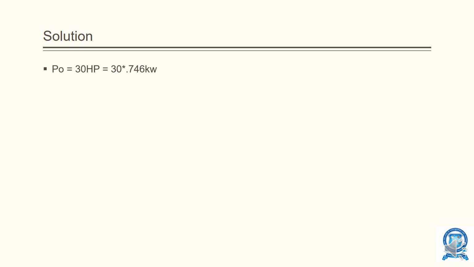So first, initially the very first step is you need to convert the rating of machine from horsepower to kilowatt. Nothing you need to do, just multiply it by 0.746. So once you multiply it, you will be getting the value in terms of kilowatt. So I have multiplied it, so I'll be getting a value.